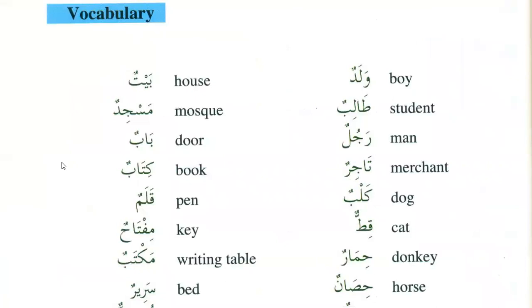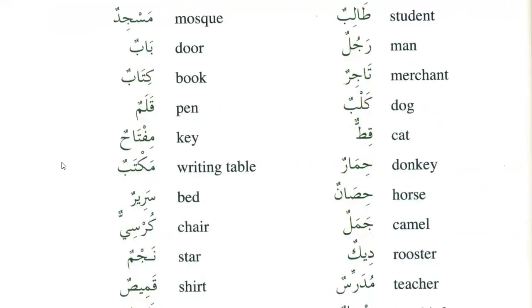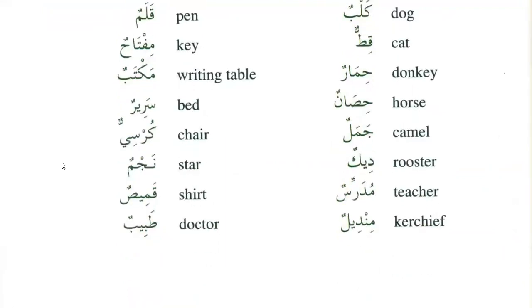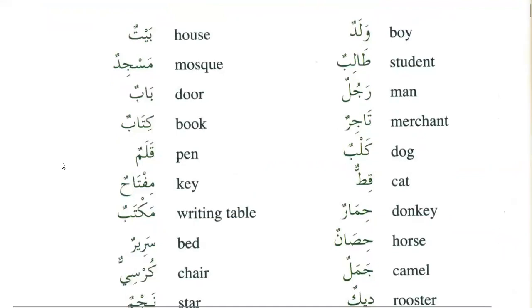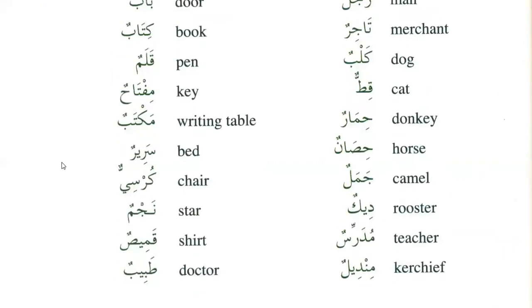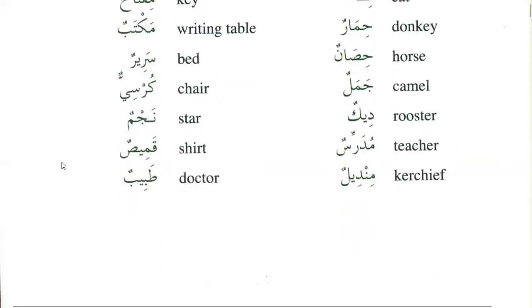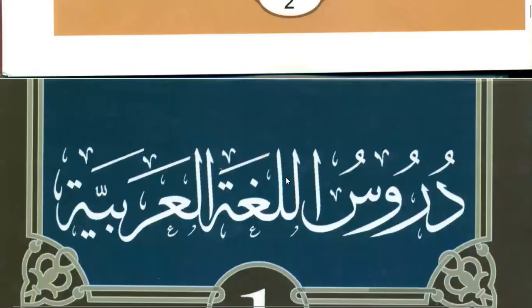Read this vocabulary also. Baytun, masjidun, babun, kitabun, qalamun, miftahun, maktabun, sarirun, kursiyun, najmun, qamisun, tabibun, waladun, qalibun, رجل تاجر كلب قيط حمار حصان جمال ديك مدرس منديل. Now this word مدرس, you see the vowel is under the shadda, this means it is kasra. مدرسون. Mudarrisun. Good.